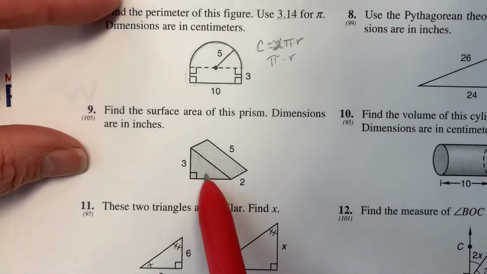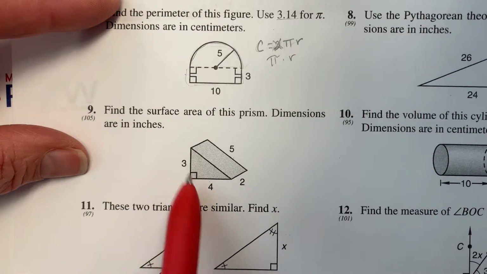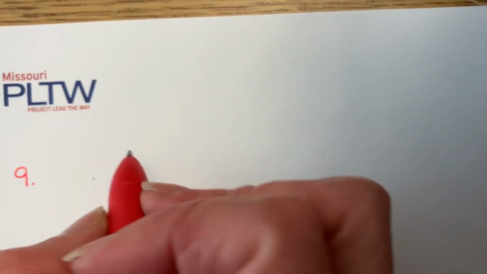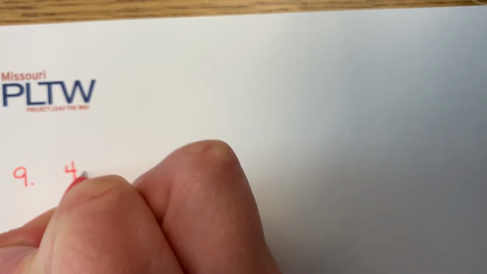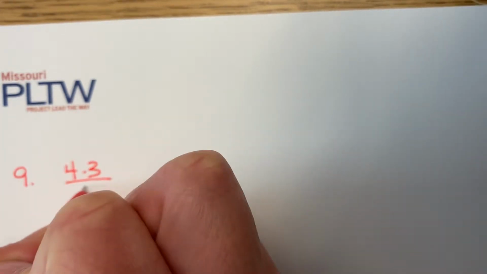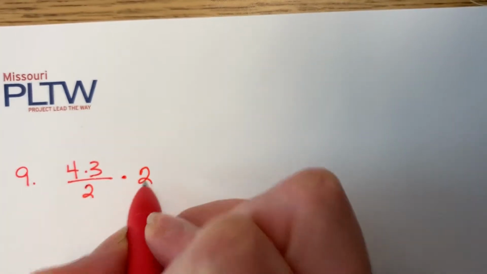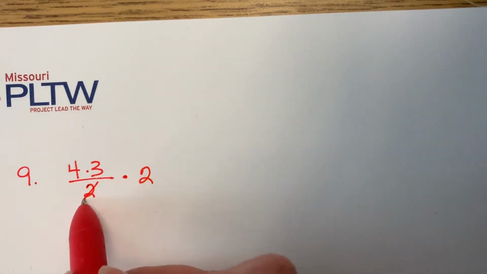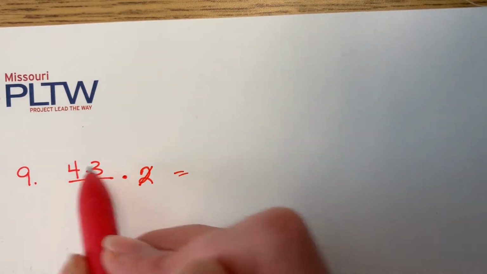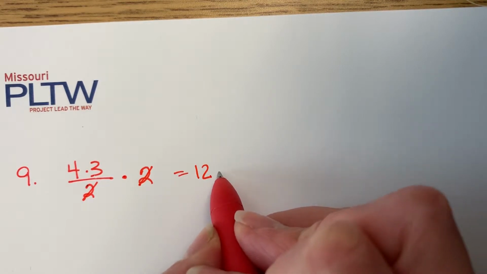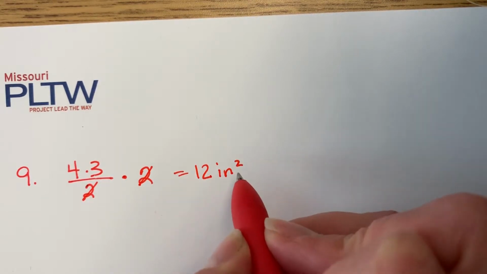So the first thing I'm going to do is the triangles. And for the triangles, we have 1/2 base times height for the area. So the base is 4, the height is 3, and it's 1/2 of that, so that's divided by 2. But we have 2 of those, so I'm going to multiply it by 2. These cross out, and I really just get 4 times 3, which is 12. And dimensions are in inches, so 12 inches squared.